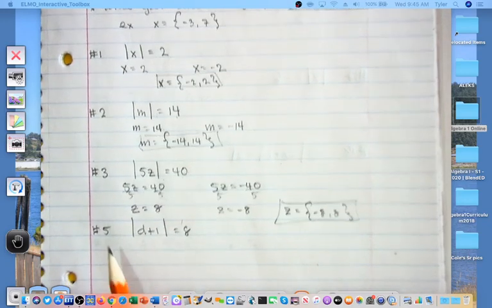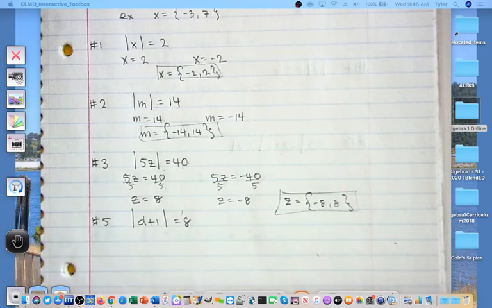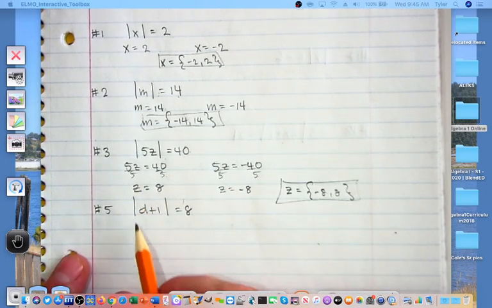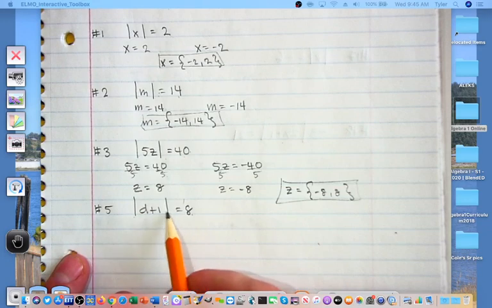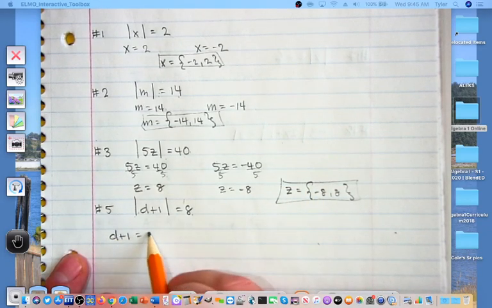First, once again, my absolute value is isolated. There's nothing outside the absolute value signs on the same side of the equal sign. So I'm going to go ahead and write my 2 equations. My first equation is exactly what's written here. I just take out the absolute value signs. D plus 1 is equal to 8.